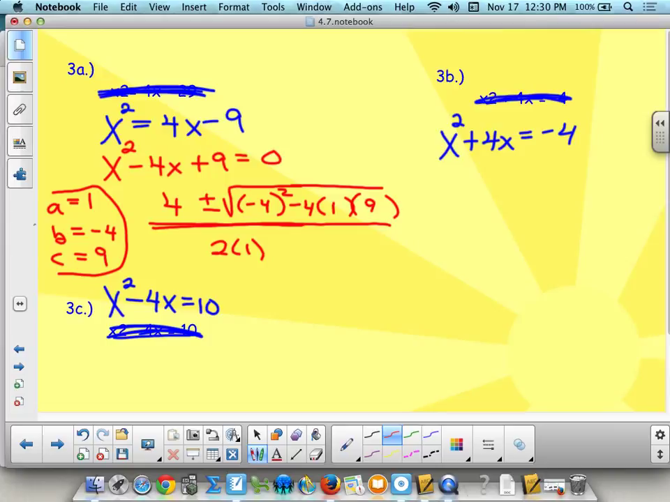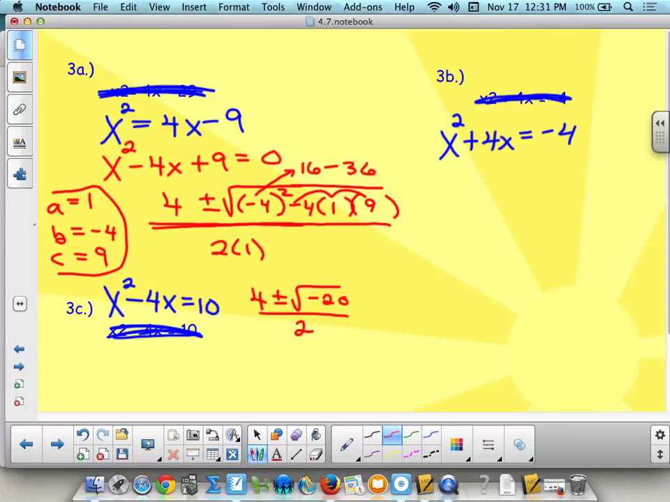Okay, you did it. You got what here? -4 times -4. 16. What's a negative times a positive? Negative. -36. 4 times this is 36. You end up with what? -20. 4 plus or minus square root of -20 over 2.